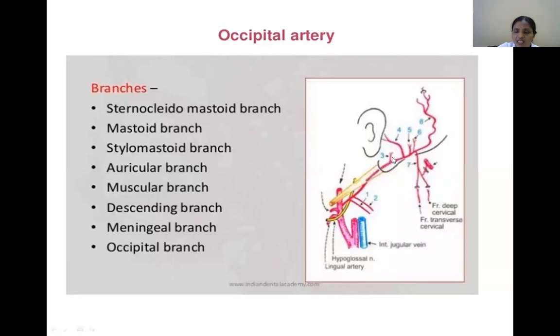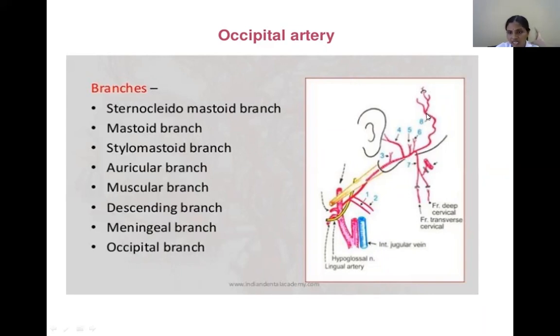So the mastoid branch passes through the mastoid foramen, supplies the mastoid air cells and medullary also. So mostly it supplies the mastoid air cells. And after that it provides an auricular branch also. Then finally an occipital branch. So this occipital branch provides an arterial supply to the posterior aspect of the scalp as far as the vertex.